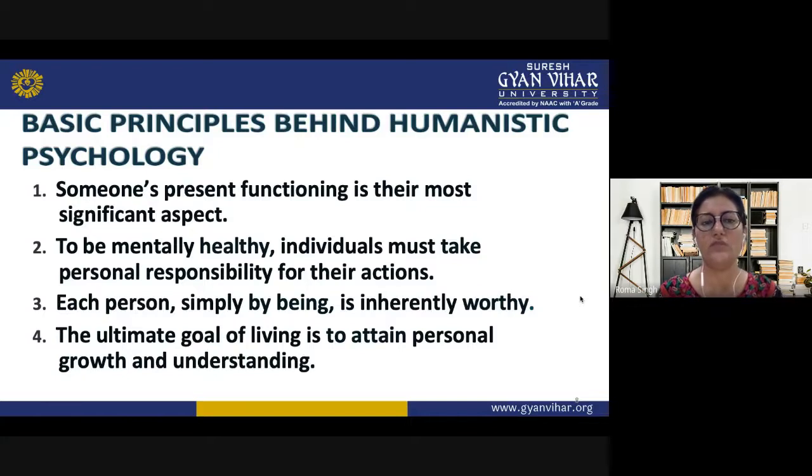Someone's present functioning is their most significant aspect. To be mentally healthy, individuals must take personal responsibility for their actions. Individuals must know what is good for them, what is bad for them, how they can improve their personality, and how they can reach the level of self actualization where they have fulfilled all the needs. Each person, simply by being, is inherently worthy.